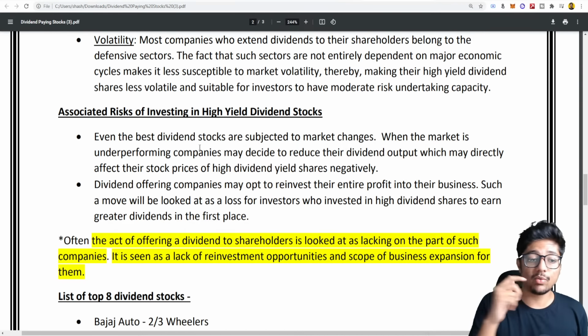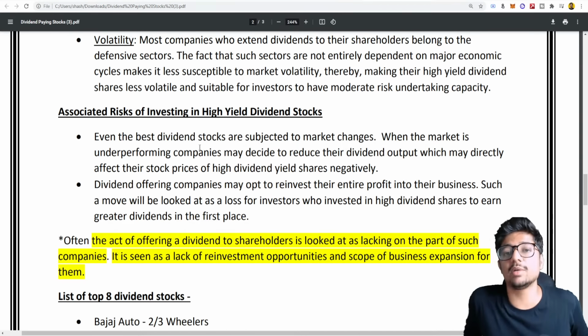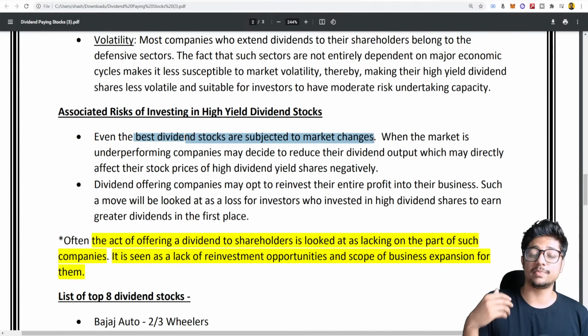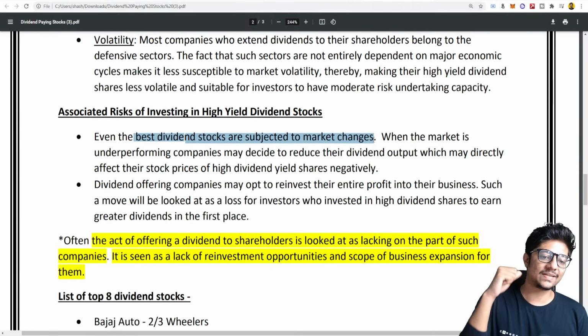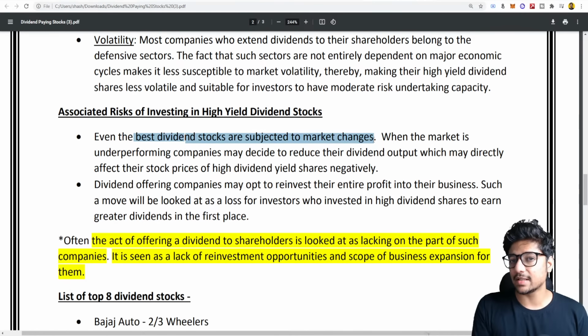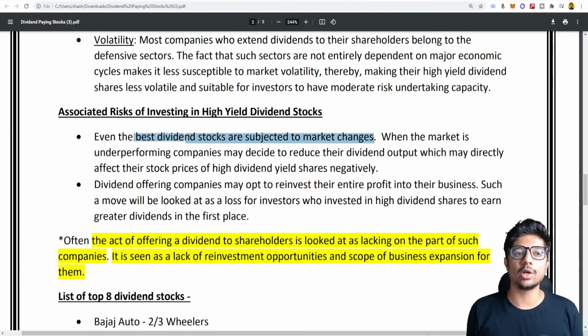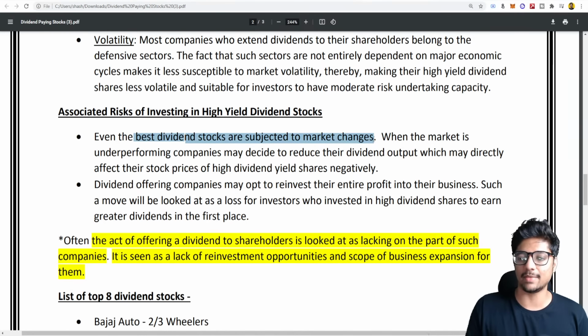I will teach. Now, what are the risks associated with it? What are the problems of this stock? Even the best of the best dividend stocks are subject to market risks. Sometimes if the market is bad or the sector is bad, the stock might go down, even though it is paying a high dividend. If the stock price goes down, your wealth will get eroded drastically. I'll show you some of them as well.